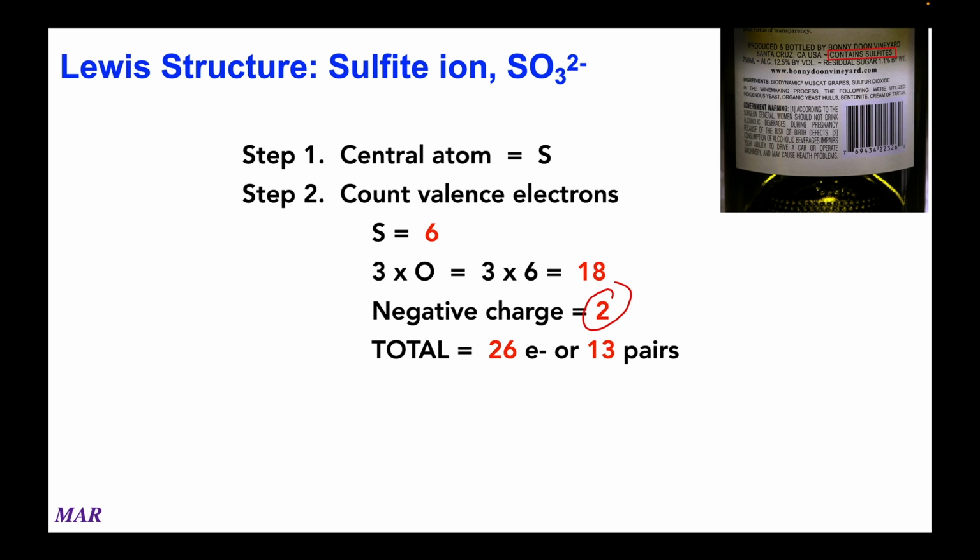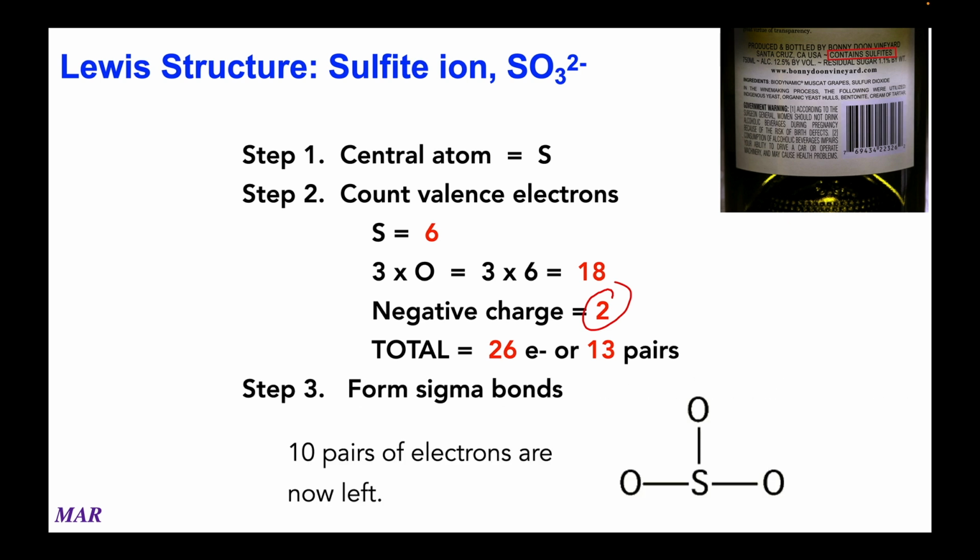So for this molecule, there's going to be 6 for the sulfur, 18 for the oxygens, and 2 extra electrons from the negative 2 charge. That's a total of 26 valence electrons. And if you divide that by 2, you get 13 pairs of electrons. So the next thing you want to do is connect the outer atoms to the inner atoms. You want to connect the oxygens to the sulfur.